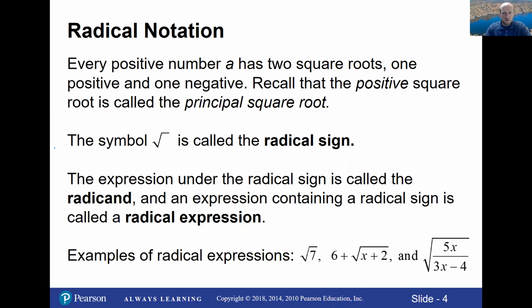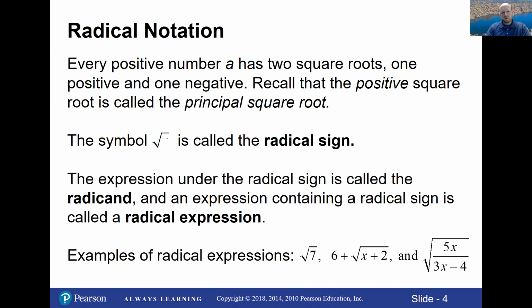So let's just go through some notation and some definitions. Basically, every positive number has 2 square roots, one positive and one negative. Generally, we're just going to be focusing on the positive number, but we will come across some situations where we're just going to say the answer is actually in the absolute value form. But generally, I will let you know when I'm requesting that. Just recall that a positive square root is called the principal square root. And that's what we'll mainly be focusing on.